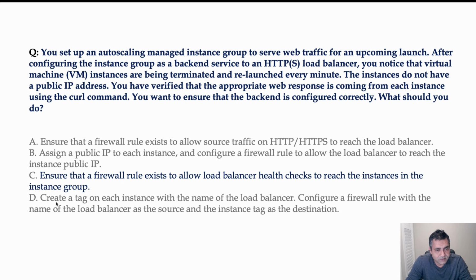Let's look at D as well. Create a tag on each instance with the name of the load balancer. Configure a firewall rule with the name of the load balancer as the source and the instance tag as the destination. This is not correct because the source of the firewall rule that allows load balancer and health check access to instances is defined IP ranges, not a named load balancer. Tagging the instance for the purpose of firewall rules is appropriate, but would probably be a descriptor of the application and not the load balancer. So C is the answer.